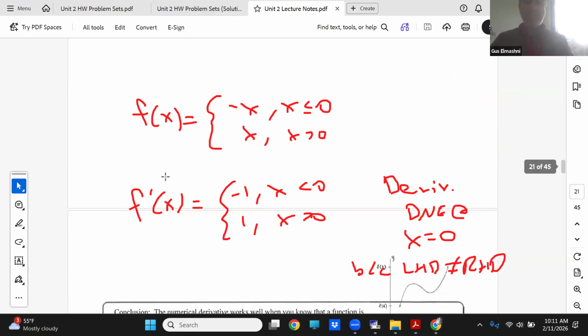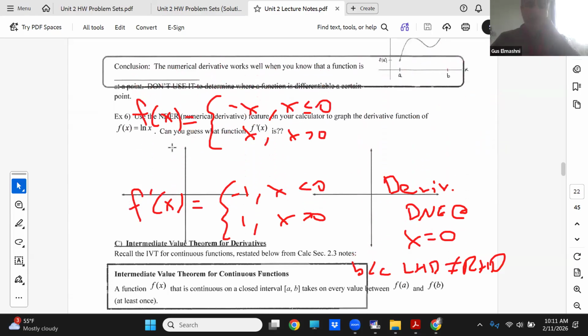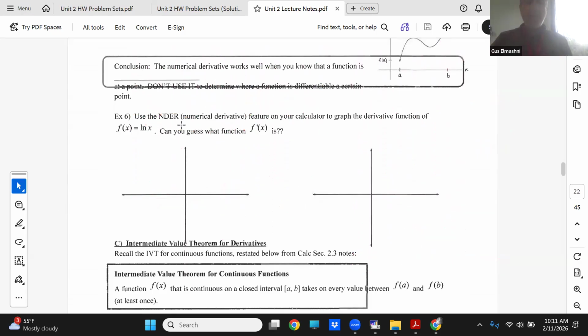All right, let's keep going, guys. So the conclusion here. Okay, formatting sucks, I apologize. The conclusion: numerical derivative works only when you know that a function is differentiable at a point. Do not use it if you know it's not differentiable there.